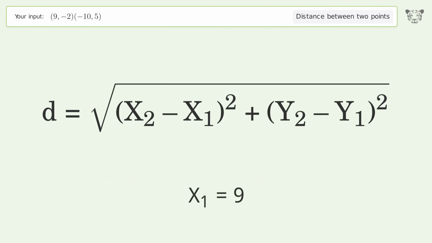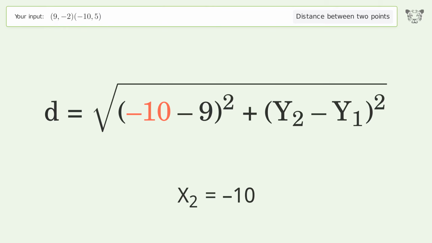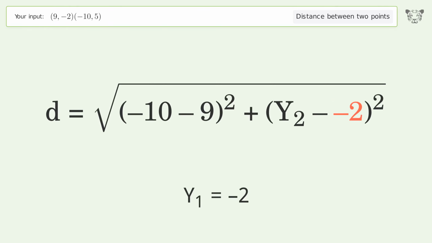x1 equals 9. x2 equals -10. y1 equals -2. y2 equals 5.